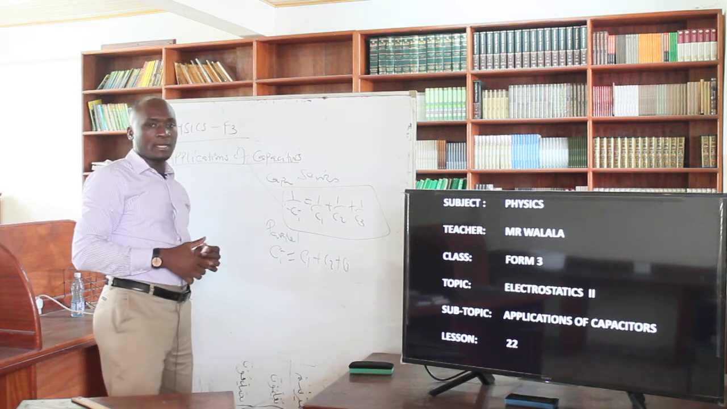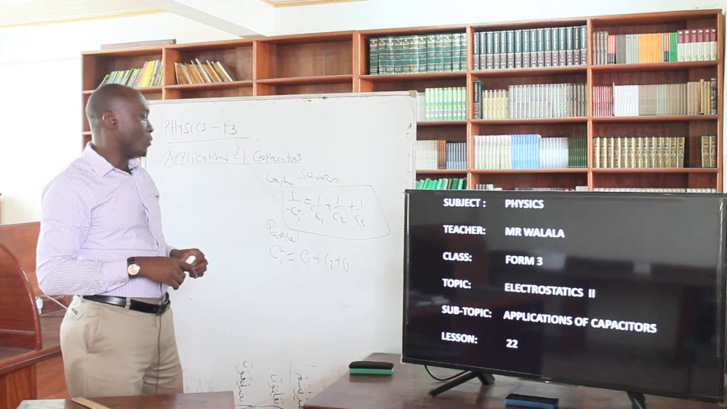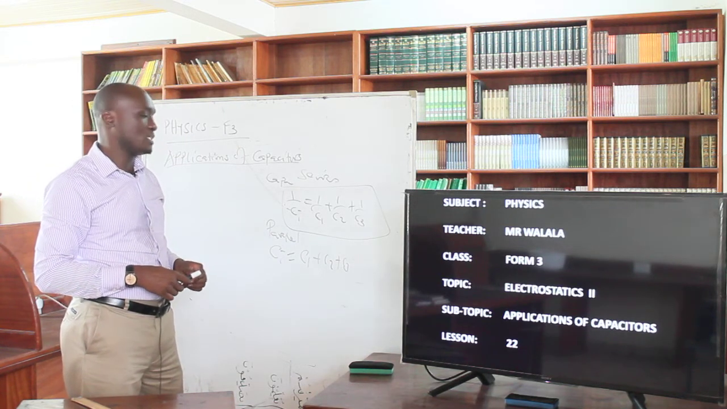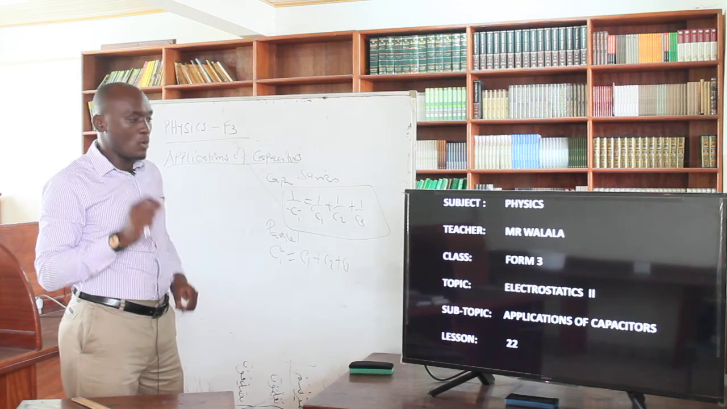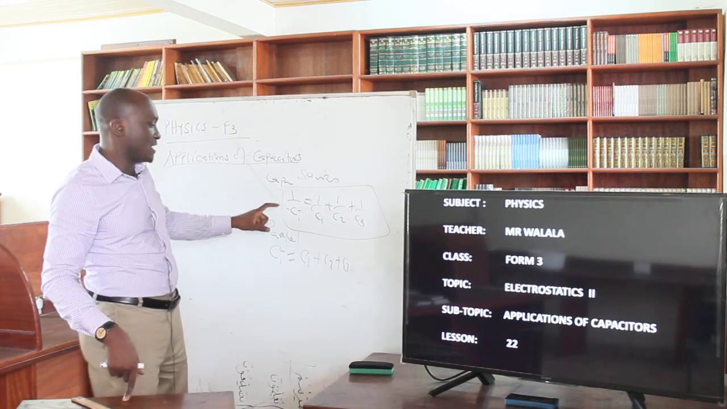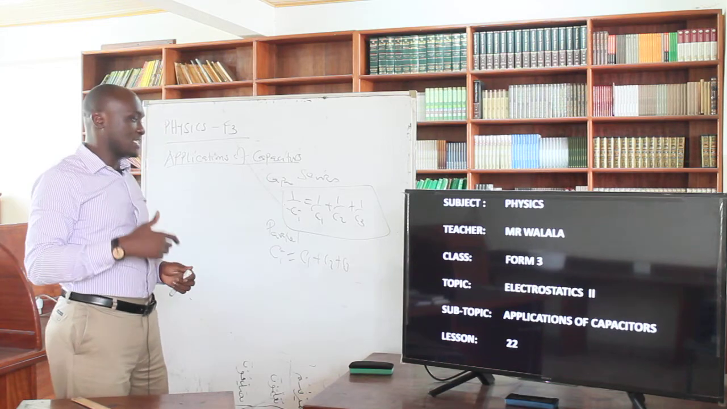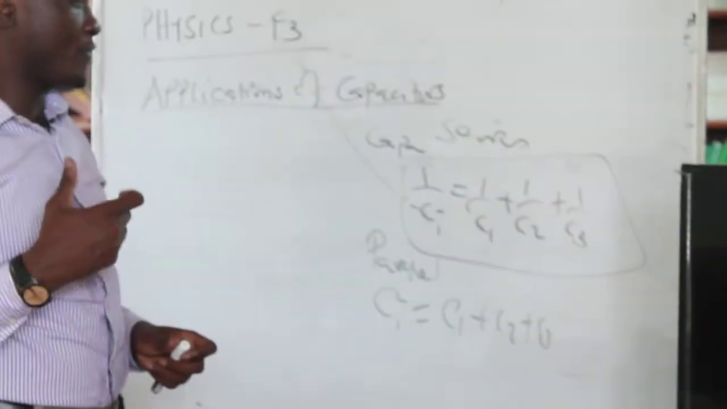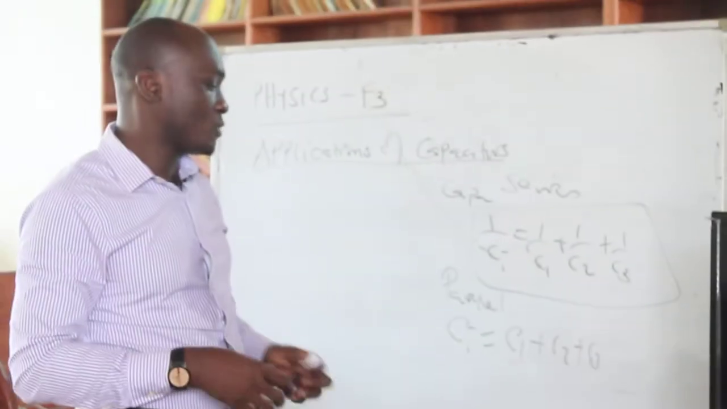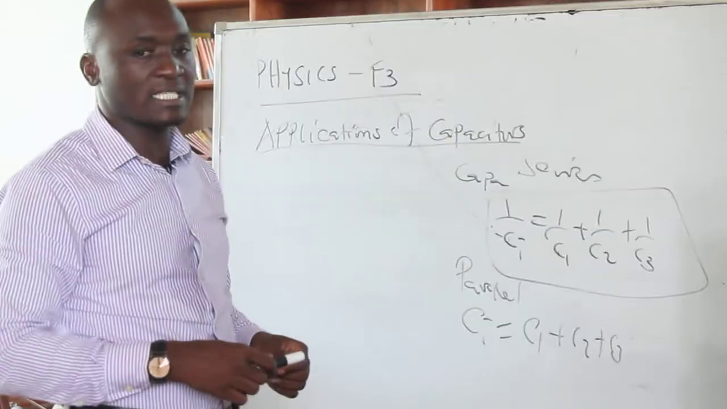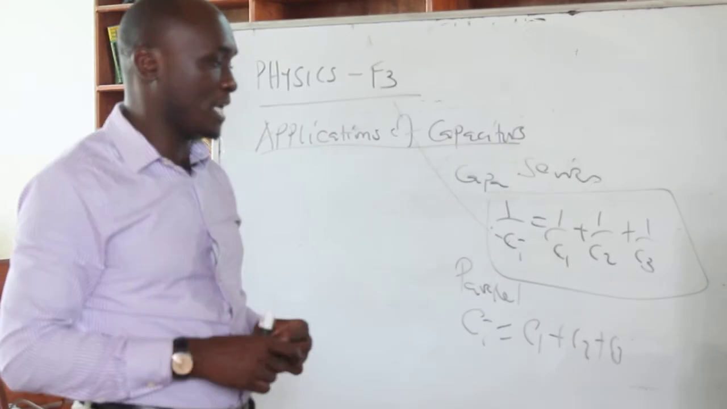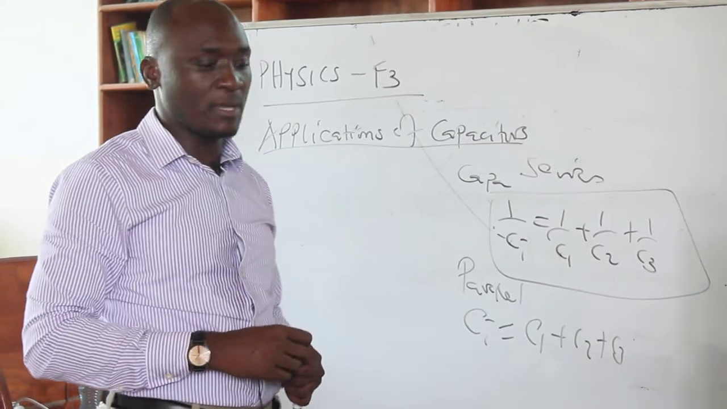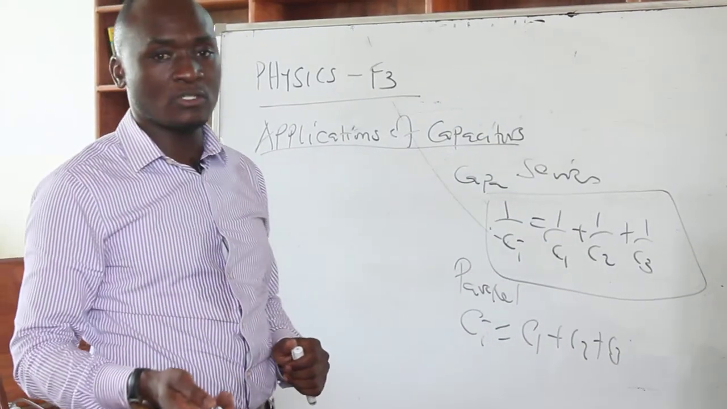I remember explaining this very well when we were doing some examples. What you need to note is that in series there is a sharing of voltage all through, but in parallel the quantity of charge is the same all through.